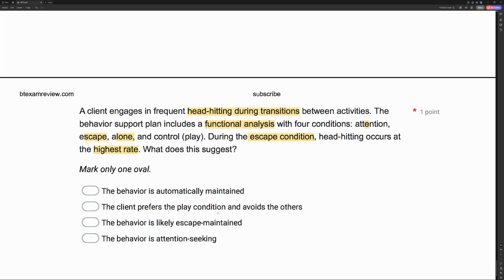And then D, the behavior is attention seeking. Well, it's happening most in escape. So we're going to point at escape over the other functions. What does this suggest? The behavior is likely escape maintained. Again, maybe a higher level question than what you're used to, but hopefully we can learn something from it.